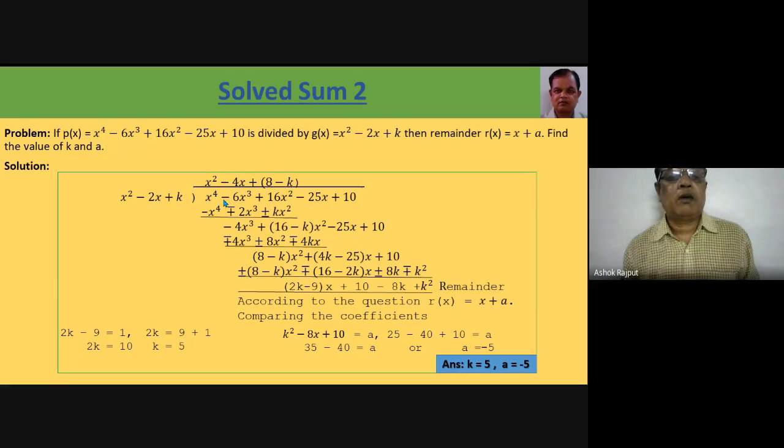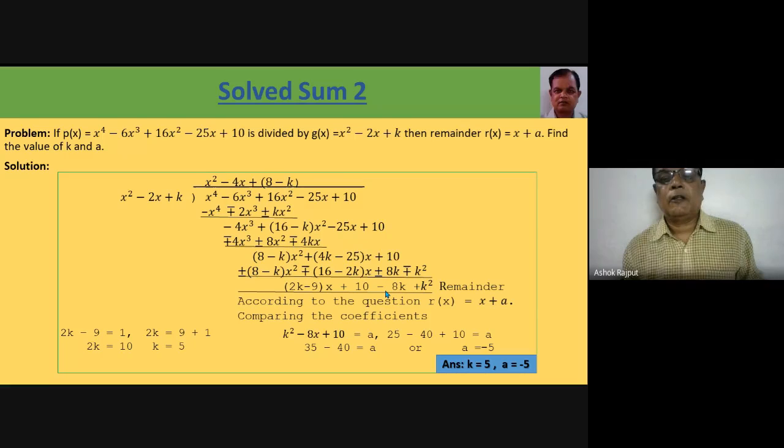We will multiply it by this by 2 also. Then 16 minus 2k and x, then plus it is multiplied by k, then 8k plus, minus k square, because it is minus and it is plus, so it is minus k square. Now we will change the sign, it is plus, so minus, minus then plus, it is plus then minus, it is minus then plus.